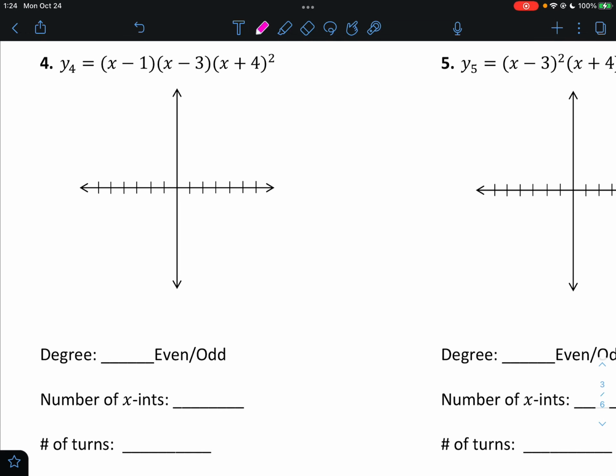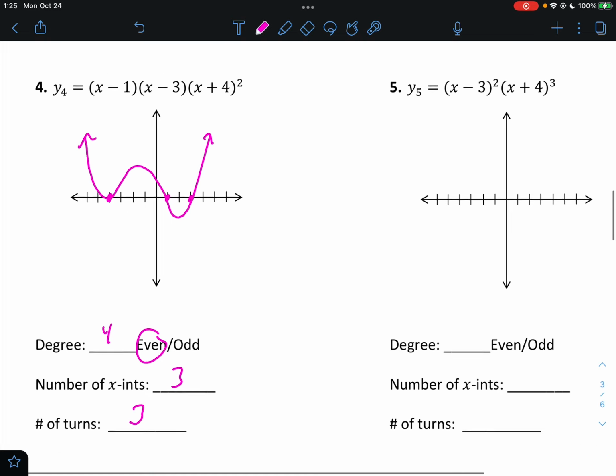Again, you can pause the video to put this in your calculator. Our degree is 1, 2, 3, 4, so it's a fourth degree, which is even. It has 3 x-intercepts. If you have a picture of this on your graphing calculator, it should look something like this. Number of x-intercepts: well, it hit the x-axis 3 times. It turns 1, 2, 3 times.